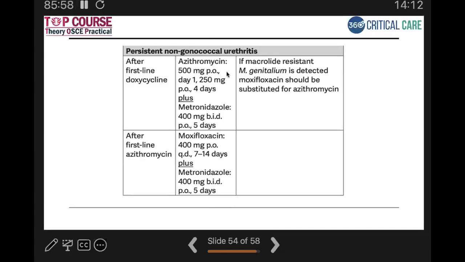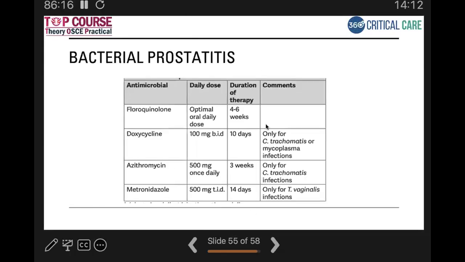Then non-gonococcal, we have already seen this. Start with azithromycin. We saw that initial therapy is azithromycin. If there is persistence, then you can add metronidazole to the picture. If azithromycin was the first line of treatment, then you can switch to moxifloxacin plus metronidazole. Okay. Coming on to prostatitis, we saw the clinical therapy. The common antibiotics which are used are ceftriaxone and carbapenems in the initial phases. You can switch to optimal oral therapy with fluoroquinolones, doxycycline, azithromycin, metronidazole.